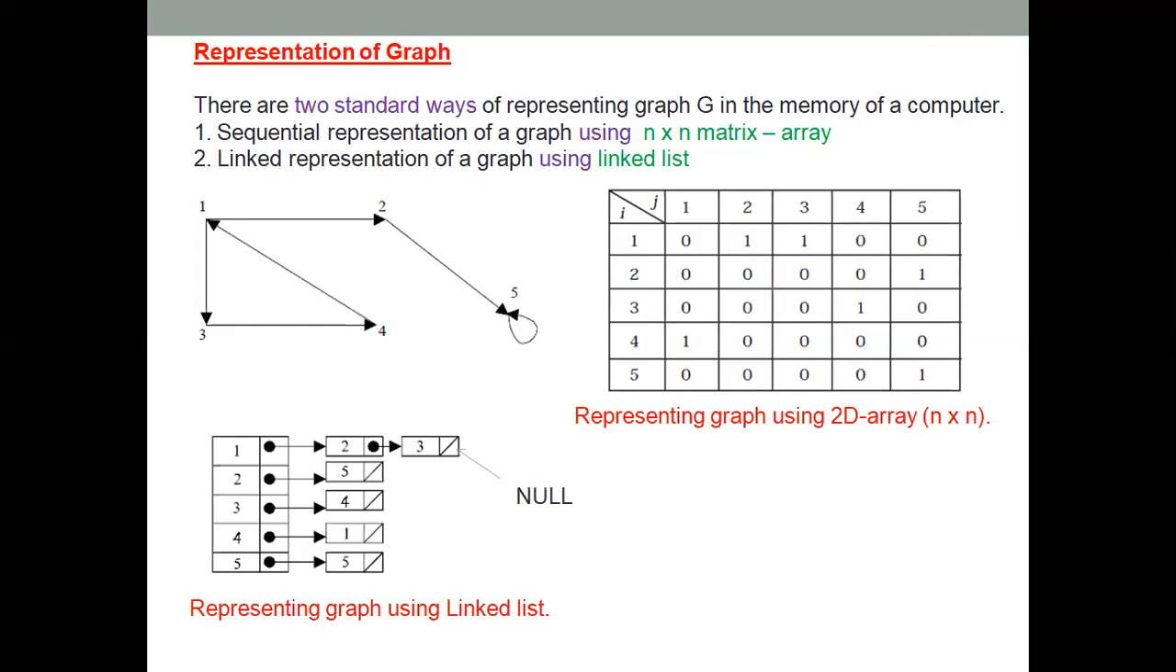Okay? So look at the number 2 now. From 2 to 1, there is no pointing. So you put 0. Okay? 2 to 2, there is no pointing also. So you put 0. Okay? 2 to 3, there is no pointing also. So 0.